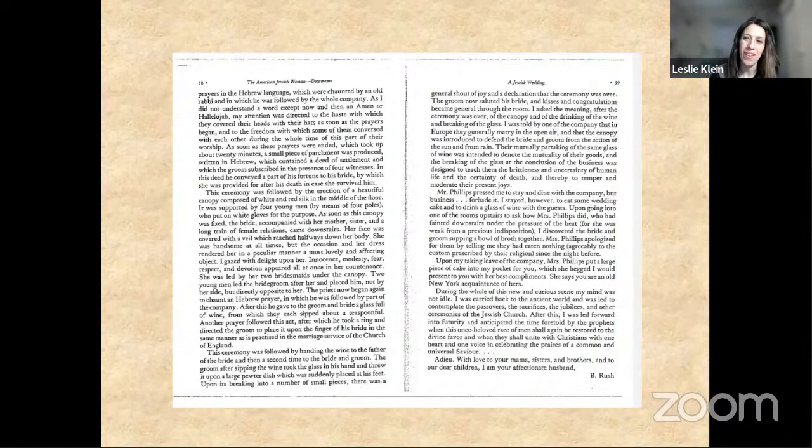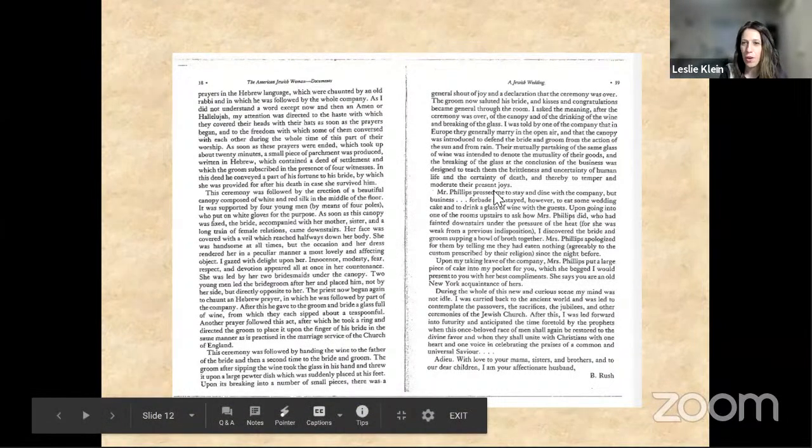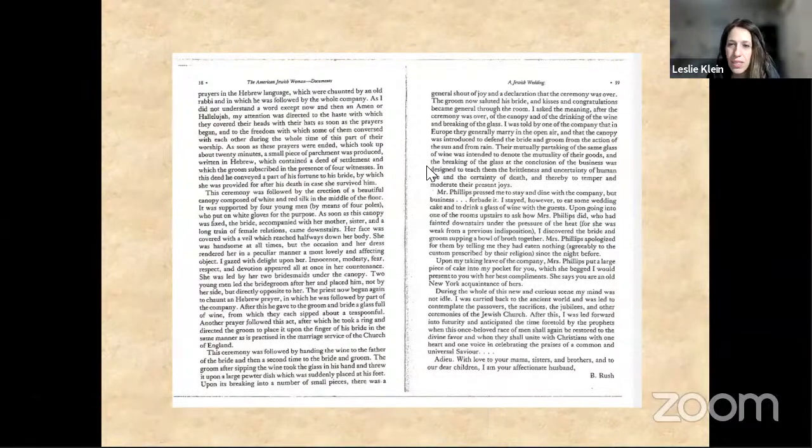So the groom didn't stomp on the glass. The groom threw the glass. And he asked why, what was the reason for the breaking of the glass? And that's at the end of that first paragraph on the second page. Breaking of the glass was designed to teach them the brittleness and uncertainty of human life and the certainty of death, and thereby to temper and moderate their present joys.